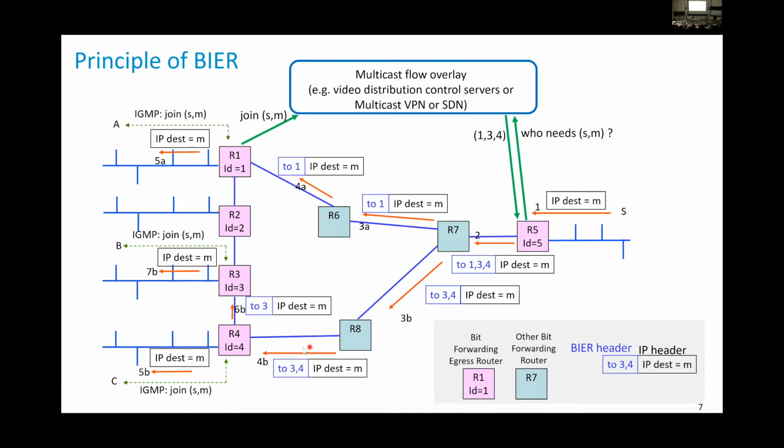R8 will know that it has a packet to send to R4. R4, receiving the packet, will know it is in the destination list. So it presumably has a number of interfaces on which there are subscribers of this group. So it will put the packets on all the interfaces where IGMP messages were sent. And it also needs to send it to R3.